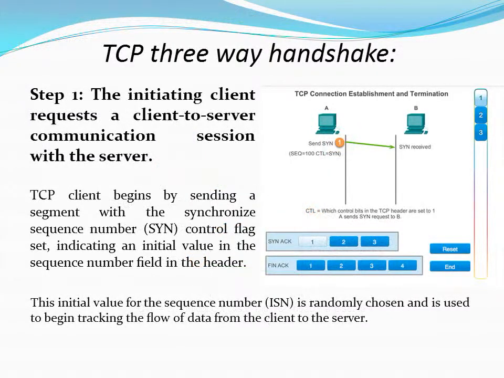TCP three-way handshake. Step 1. The initiating client requests a client-to-server communication session with the server. The TCP client begins by sending a segment with the synchronize sequence number, SYN, control flag set, indicating an initial value in the sequence number field in the header.